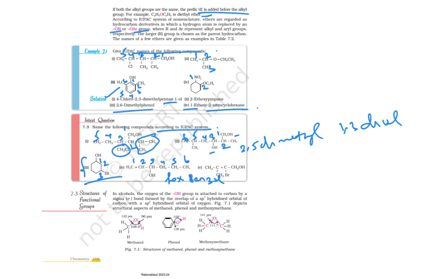In case of this one, 1, 2, 3, 4. So 2-bromo-3-methyl but-2-enol. This is the name of the fifth compound. Then when it comes to structure of the functional group, in alcohol, oxygen of OH group is attached to. So here some of the things we need to discuss in elaborate.